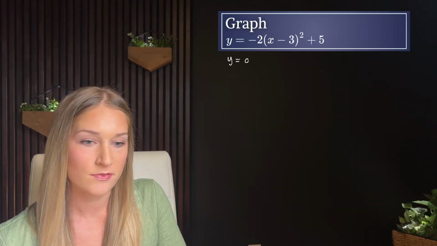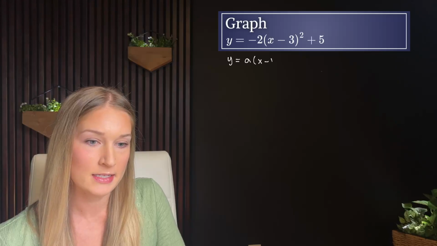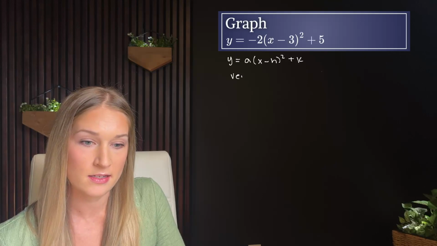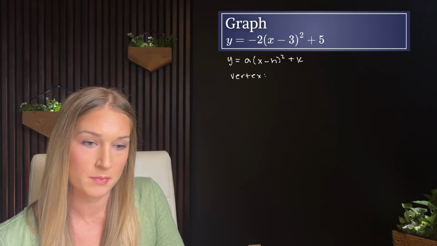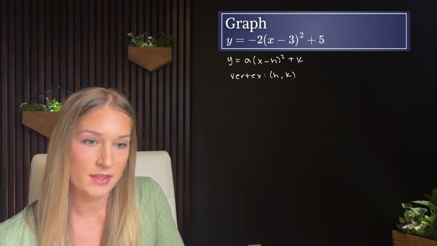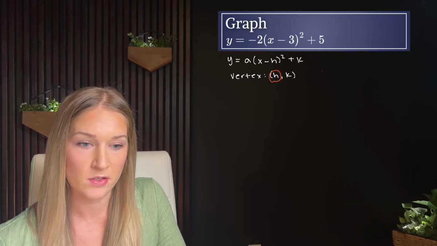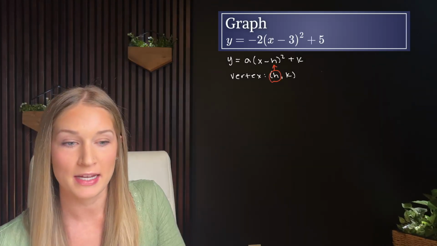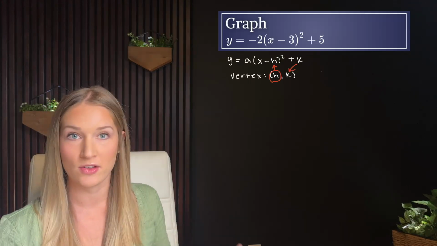So my vertex form is a(x - h)² + k, where my vertex is the point (h, k). One thing to notice, this h value is going to be the opposite of whatever is in the parentheses with your x. Then my k, I just take the value that's on the end.